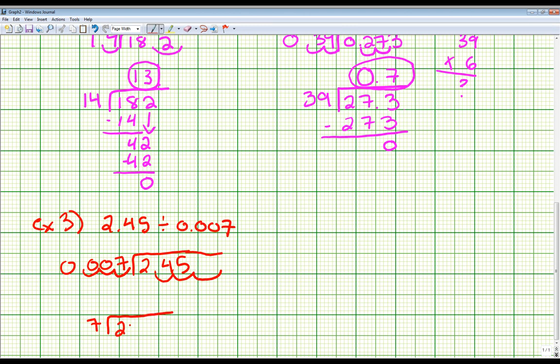And 245 plus that 0 makes it 2,450. So now we just do regular division. Our decimal is here, so we're going to put it right up there in our answer. And we may not need it in our final answer, but we'll take a look. 7 does not go into 2, so let's go 7 into 24. 7 can go into 24 3 times, and 3 times 7 would give us 21.